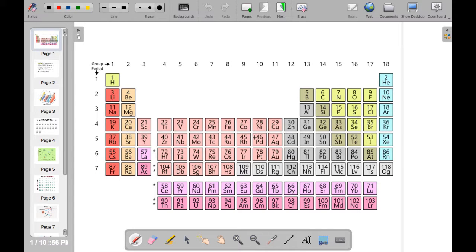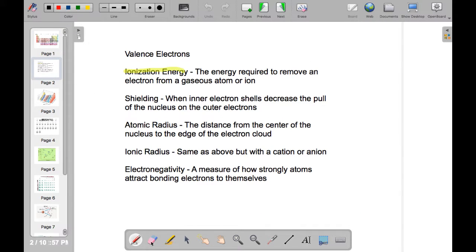Today we're going to talk about a few basic periodic trends. Normally this is going to be a unit in the first maybe 3 or 4 chapters of the chemistry textbook. When you get to the periodic table and before bonding, it'll talk about some periodic trends. Let's go ahead and look at a few trends.